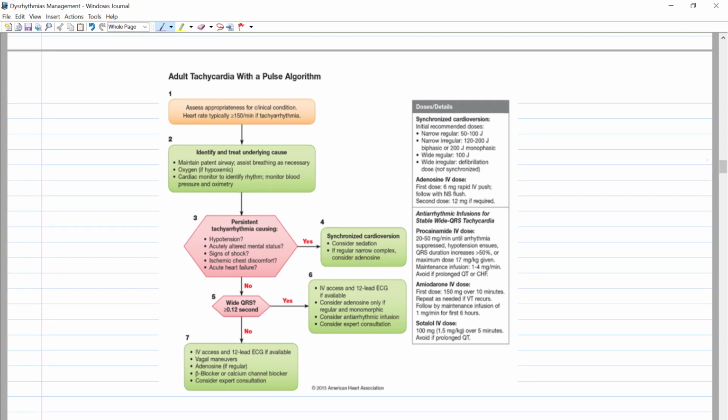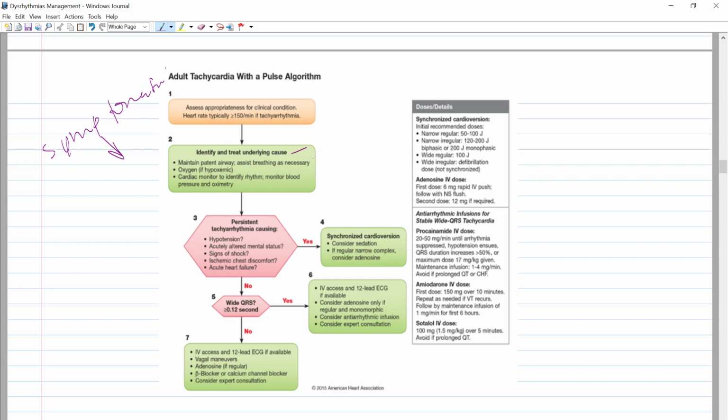Okay, now with tachycardia, you can see there's an algorithm also for tachycardia that the American Heart Association created. So if they are symptomatic, okay, if they have symptoms, you have to do the following, okay? You have to identify and treat the underlying cause. And the most common causes of tachycardia or sinus tachycardia are fever. Probably your patient is in pain. Probably your patient is having anxiety. So you have to treat those, okay? You cannot just give an antiarrhythmic medication and call it a day. No, we have to treat the underlying cause, okay?